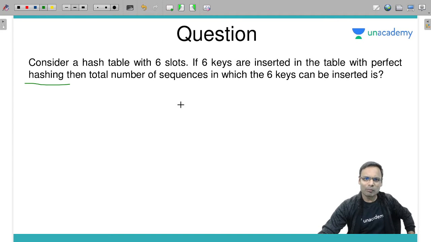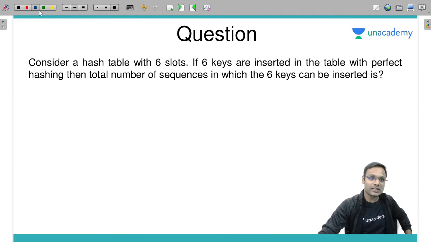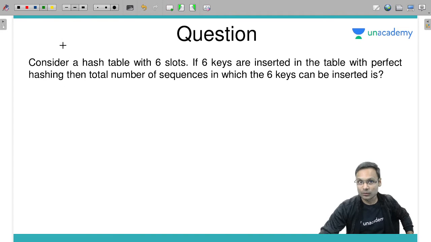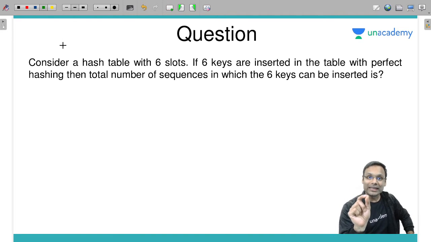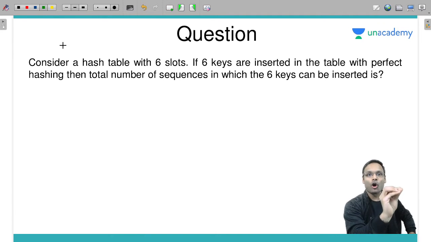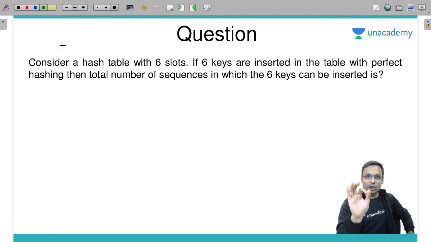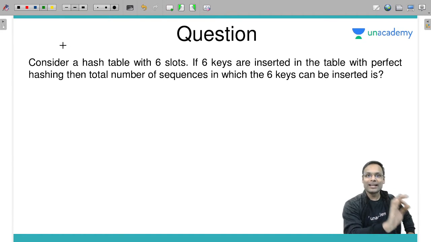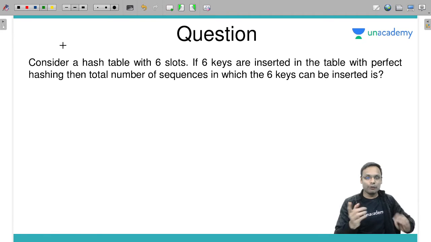Then total number of sequences in which the 6 keys can be inserted is, कितने अलग अलग सीक्वेंस में वो 6 की आप इंसर्ट कर सकते हो. See, if no key is having the collision, means every single key will go and sit on its own position, like your exam roll number and sitting arrangement. If you have a unique roll number, yes.